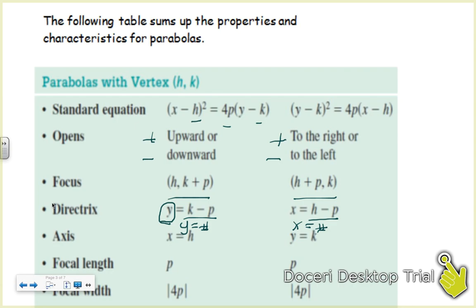You also have an axis of symmetry, and that's what the next one is talking about, the focal length. We also talk about the focal width when you're graphing those. It's really important to understand the actual width of the focal width, and its absolute value. Whatever you get for your p-value, multiply it by 4 and take the absolute value of it.